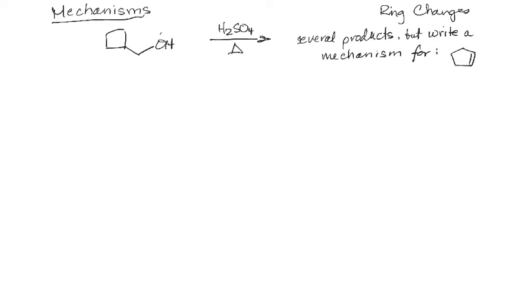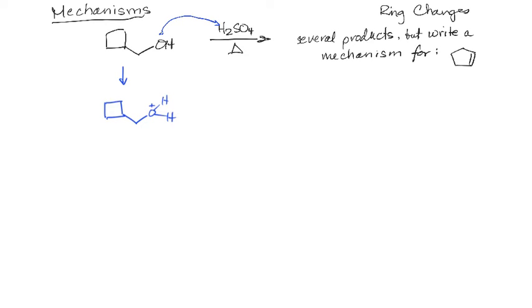This video will be about a few mechanisms for ring changes. So we're going to start out with a familiar mechanism in terms of an alcohol and an acid. What we know happens with an alcohol and an acid is we can protonate that alcohol. So that's the first thing I'm going to write down. And then H and H.